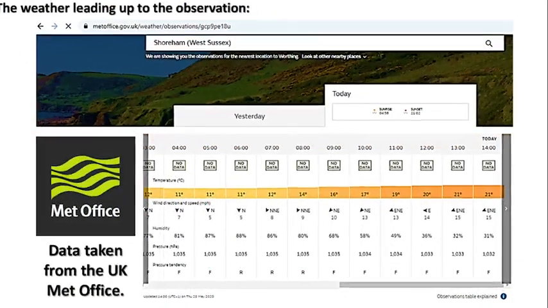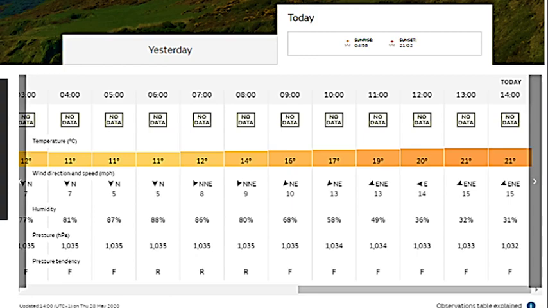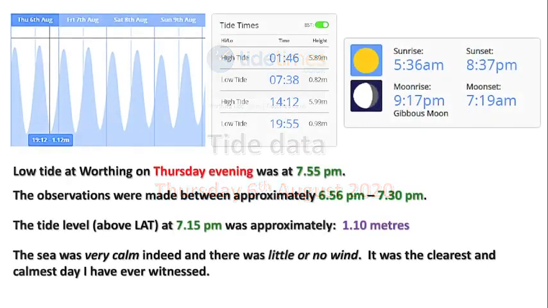The weather leading up to the observation. Tide data, Thursday, 6th of August, 2020. Low tide at Worthing on Thursday evening was at 7:55 p.m. The observations were made between approximately 6:56 p.m. and 7:30 p.m.